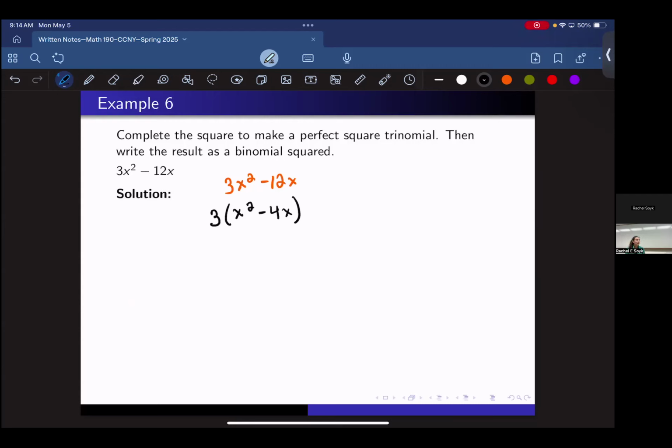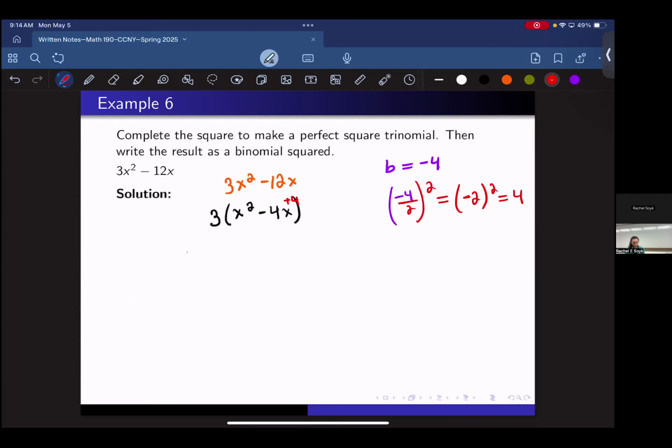And now we're looking at this x squared minus 4x. So our b value here is -4. And then same exact procedure: -4 divided by 2 in parentheses squared. So this is the same as -2 in parentheses squared, which is 4. So what do we end up doing? We want to add 4.